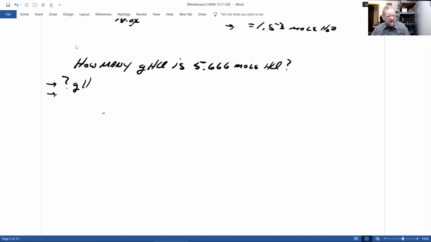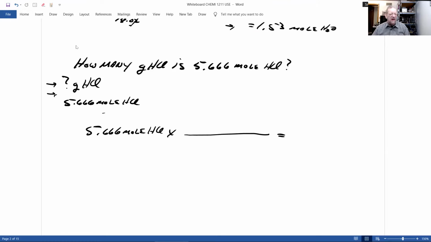You're being asked to find grams of HCl, and you're given 5.666 moles of HCl. Remember, 1 mole of a compound equals its molecular weight. You fill in the rest of this with the units. I will tell you this, the molecular weight of HCl: hydrogen, there's 1 of them, 1.01, chlorine, 35.5, and this adds up to 36.51, and I'll help you out.